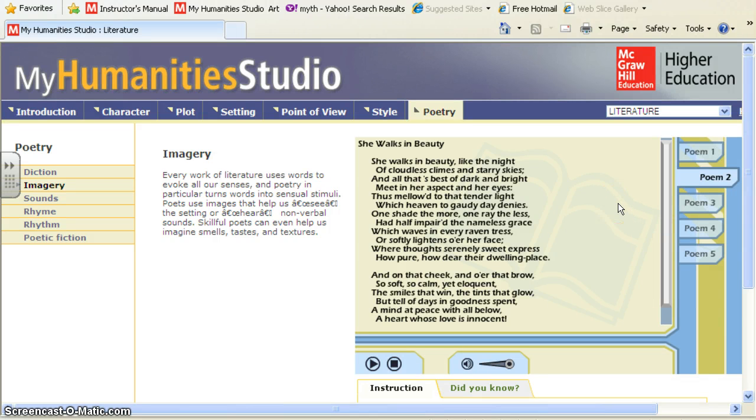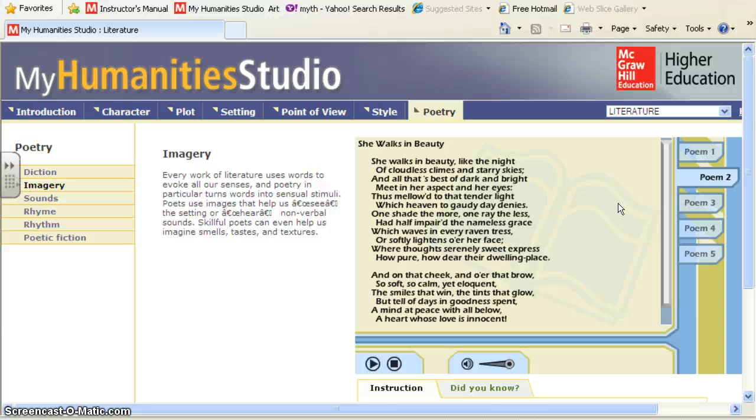She walks in beauty like the night of cloudless climes and starry skies, and all that's best of dark and bright meet in her aspect and her eyes. Thus mellowed to that tender light which heaven to gaudy day denies, one shade the more, one ray the less, had half impaired the nameless grace which waves in every raven tress.